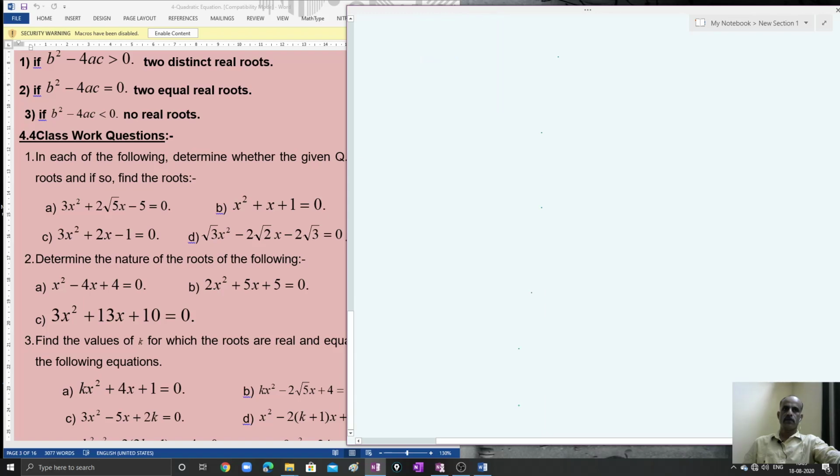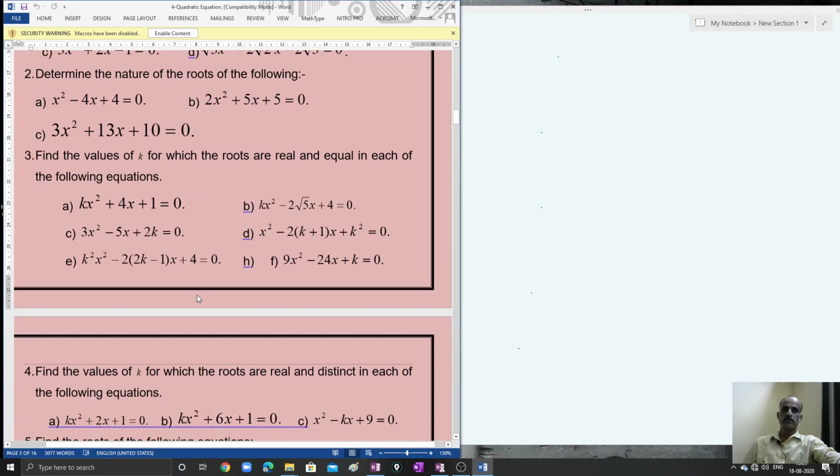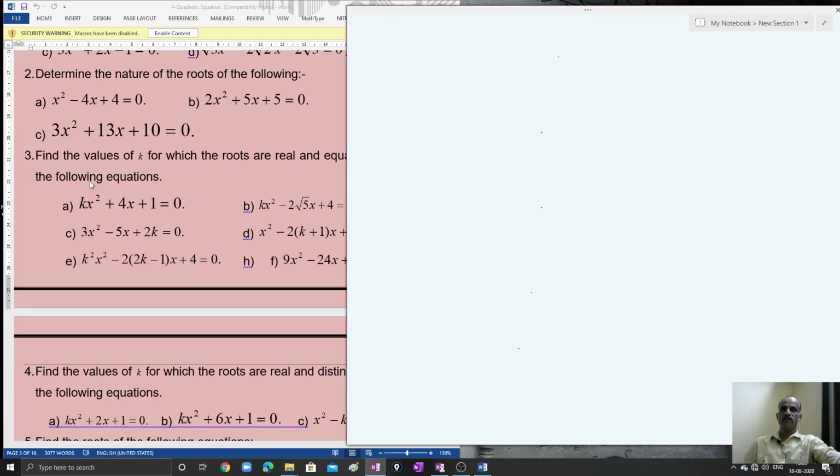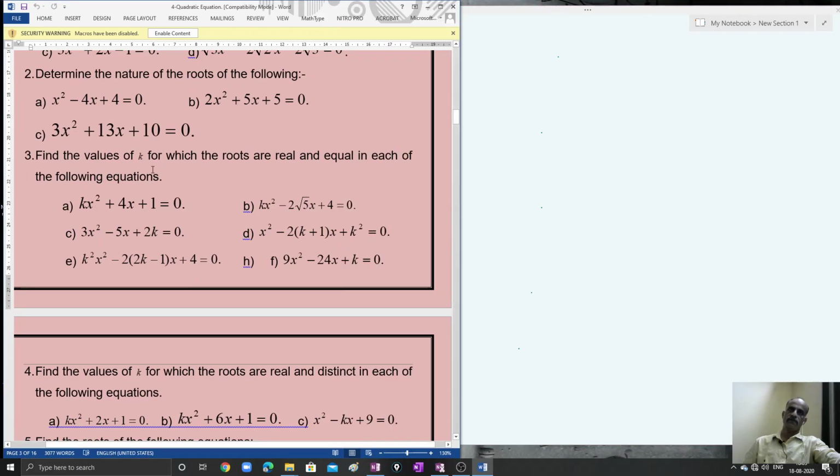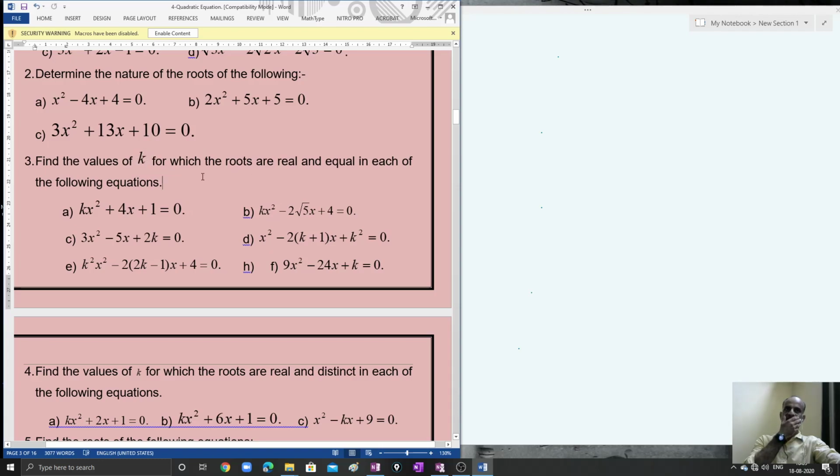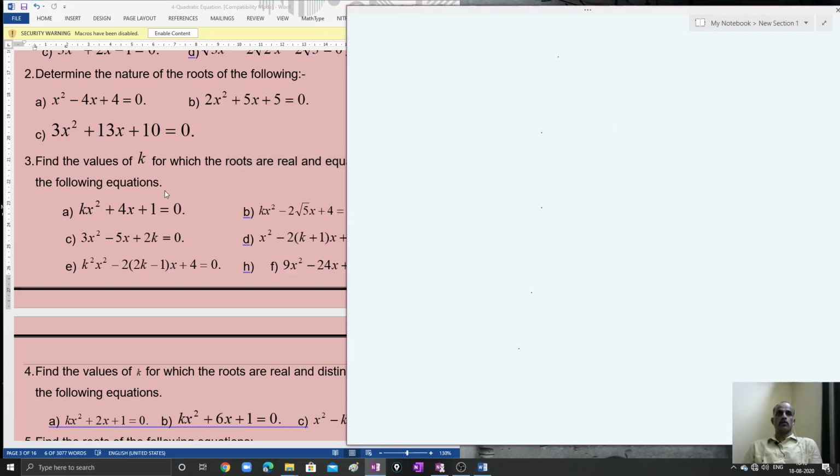Now let us go to the next question, question number 3. This is very important. Find the value of k for which the roots are real and equal in each of the following. They say the roots are real and equal. What should be the condition?